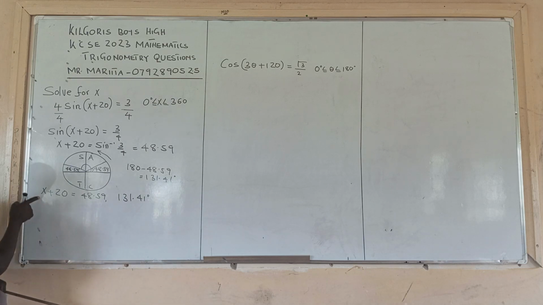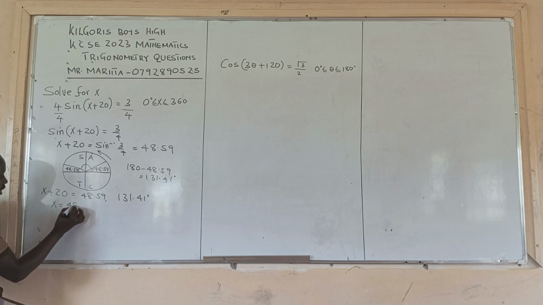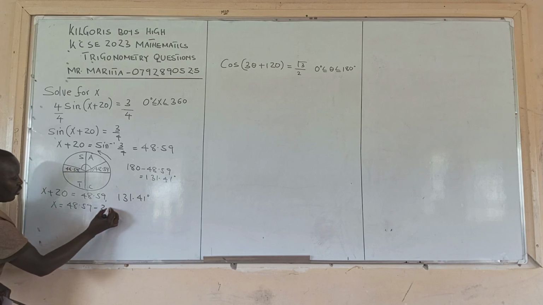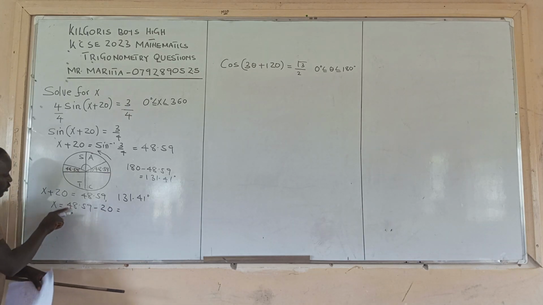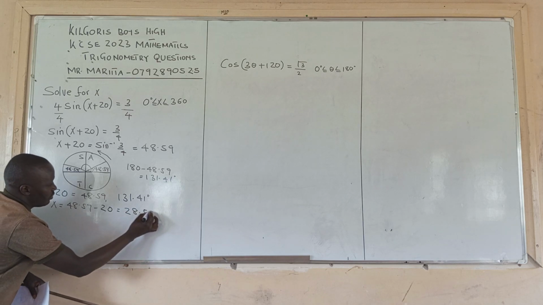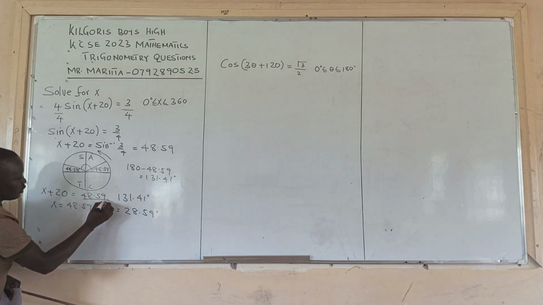So we can now say x plus 20 is equal to this one. So we can have now x is equivalent to 48.59. Here it is positive. If it crosses the equal sign, it now becomes negative. If we subtract that, the value of this one here, we have this one as 28.59 degrees. So this one is from the first quadrant.